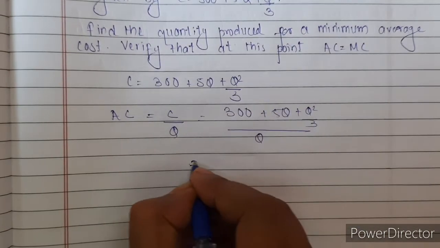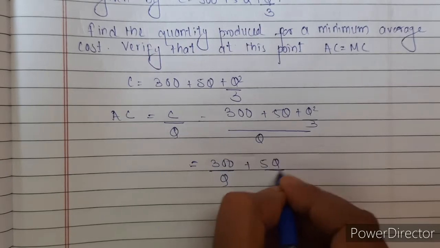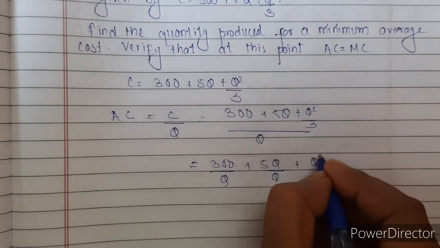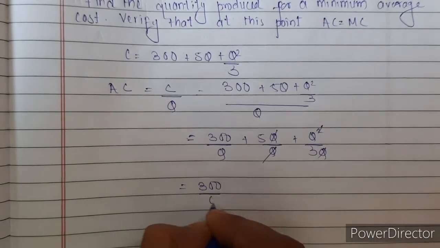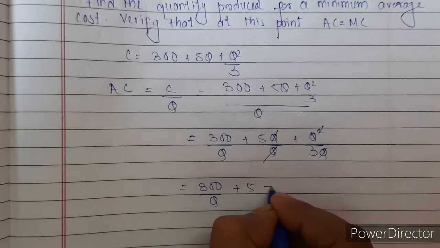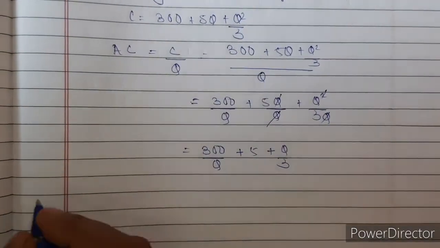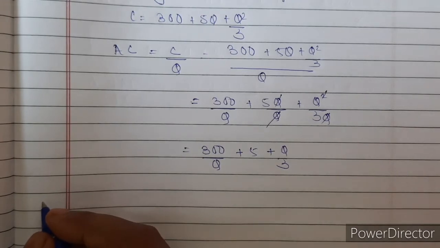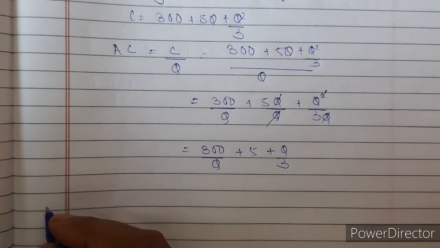So we can write this as 300 by Q plus 5 times Q by Q plus Q square by 3 into Q. This will get cancelled, this will get cancelled. So we have 300 by Q plus 5 plus Q by 3. This is our average cost. Now we have to find the minimum value of Q at which we are going to get minimum average cost.